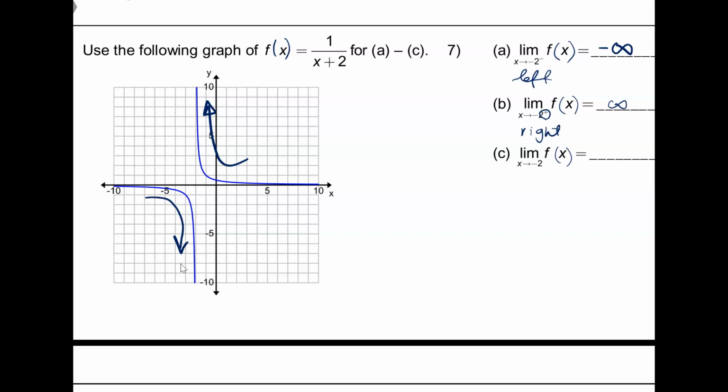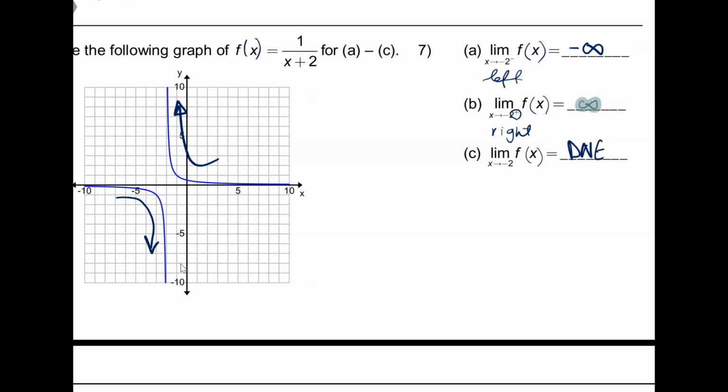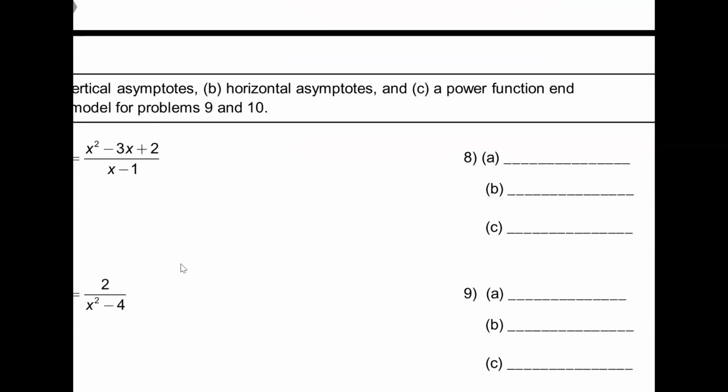And let's go to Tall. What's the actual limit as x approaches negative 2 of f of x? Does not exist. Why? Yeah, I'm not approaching the same number. I'm approaching infinities. Well, technically those don't exist.